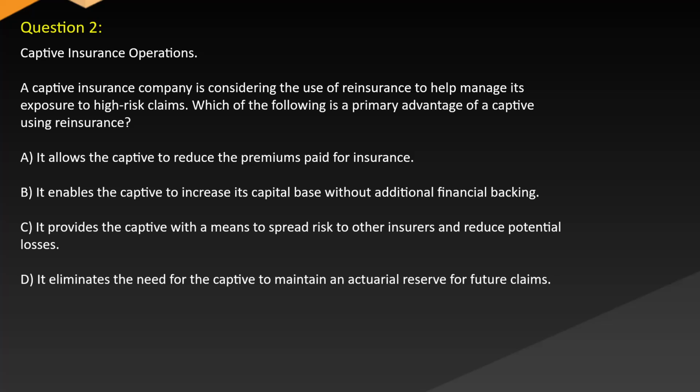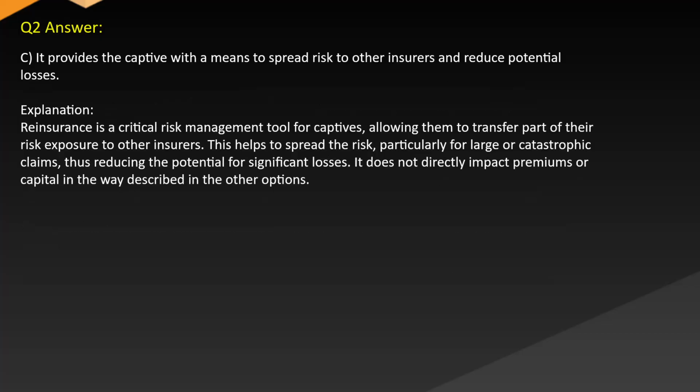C. It provides the captive with a means to spread risk to other insurers and reduce potential losses. D. It eliminates the need for the captive to maintain an actuarial reserve for future claims. Answer: C. It provides the captive with a means to spread risk to other insurers and reduce potential losses.